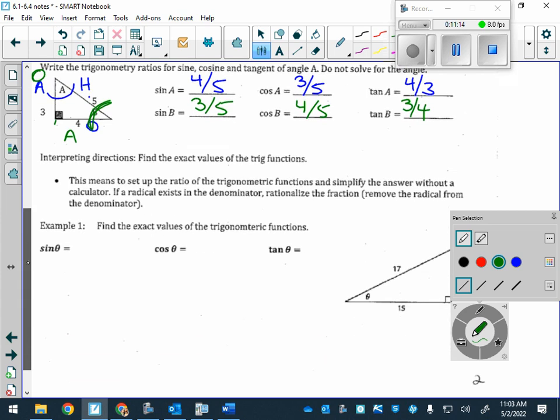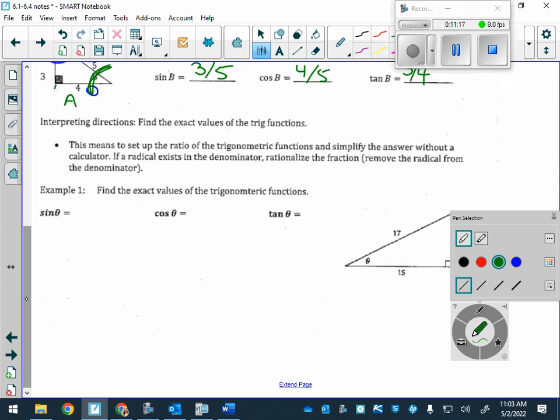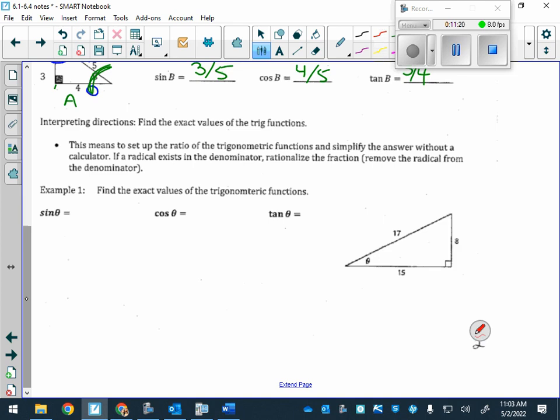Okay. So interpreting some directions here. All right. So we want to find exact values, just what we did above. However, they're giving you theta. Theta will be used a lot. This just means an angle measure that we're looking at. It's unknown right now. Theta is our angle measure. You're going to see this a lot. That symbol looks like a 0 with a line through it. So that's what it is. Right? We have theta.